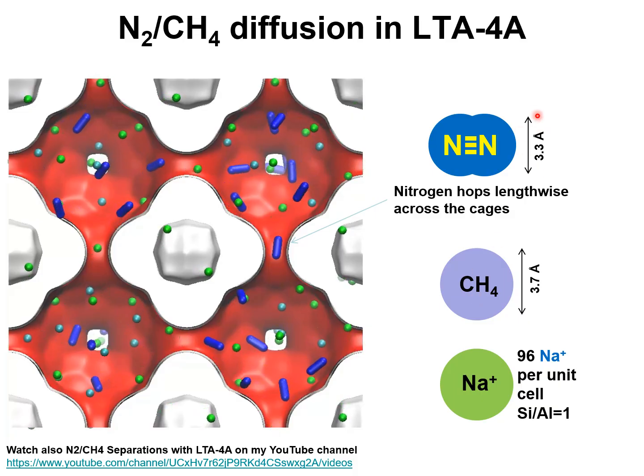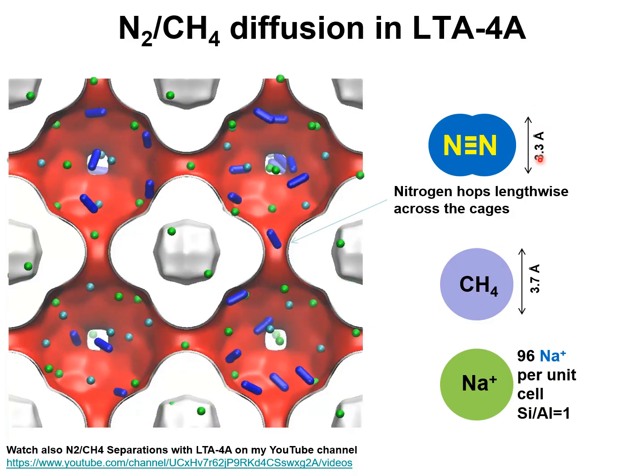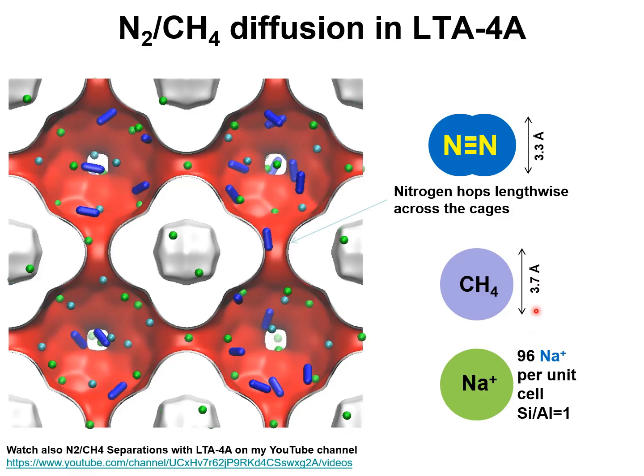Lengthwise. Since the cross-sectional dimension is 3.3 angstrom, that is much smaller than 3.7 angstrom for methane, nitrogen diffusivity in LTA4A zeolite is about 20 to 100 times larger than the diffusivity of methane, with the result that LTA4A zeolite can be used for kinetic separations for capture of nitrogen from natural gas streams.